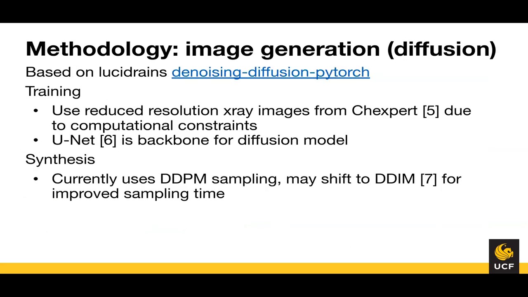So I was lucky to find a good open source implementation of diffusion models by Lucid Rains, and I included the link in the slides. So I trained that on the CheXpert dataset that we're all familiar with from assignment 1. And I didn't use the full quality images due to computational constraints. It kept getting out of memory errors, so I reduced the resolution to 28 by 28. And I use UNet as the backbone for the diffusion model. And as far as sampling, I currently just use DDPM sampling, but I might shift to DDIM, which allows for synthesizing images in fewer time steps.